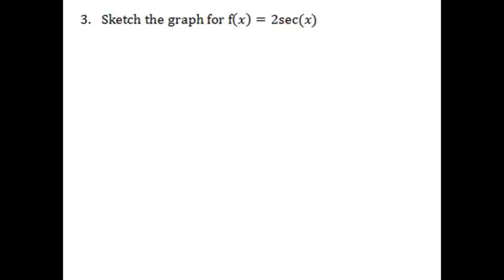All right, next question. We're asked to sketch the graph for 2 secant x. Now with these graphs for secant and cosecant, what I like to do is first sketch the reciprocal graph and then build the secant or cosecant graph based on that. So my reciprocal function for secant is again cosine. And so what we're going to do here is start out by graphing y equals 2 cosine x.